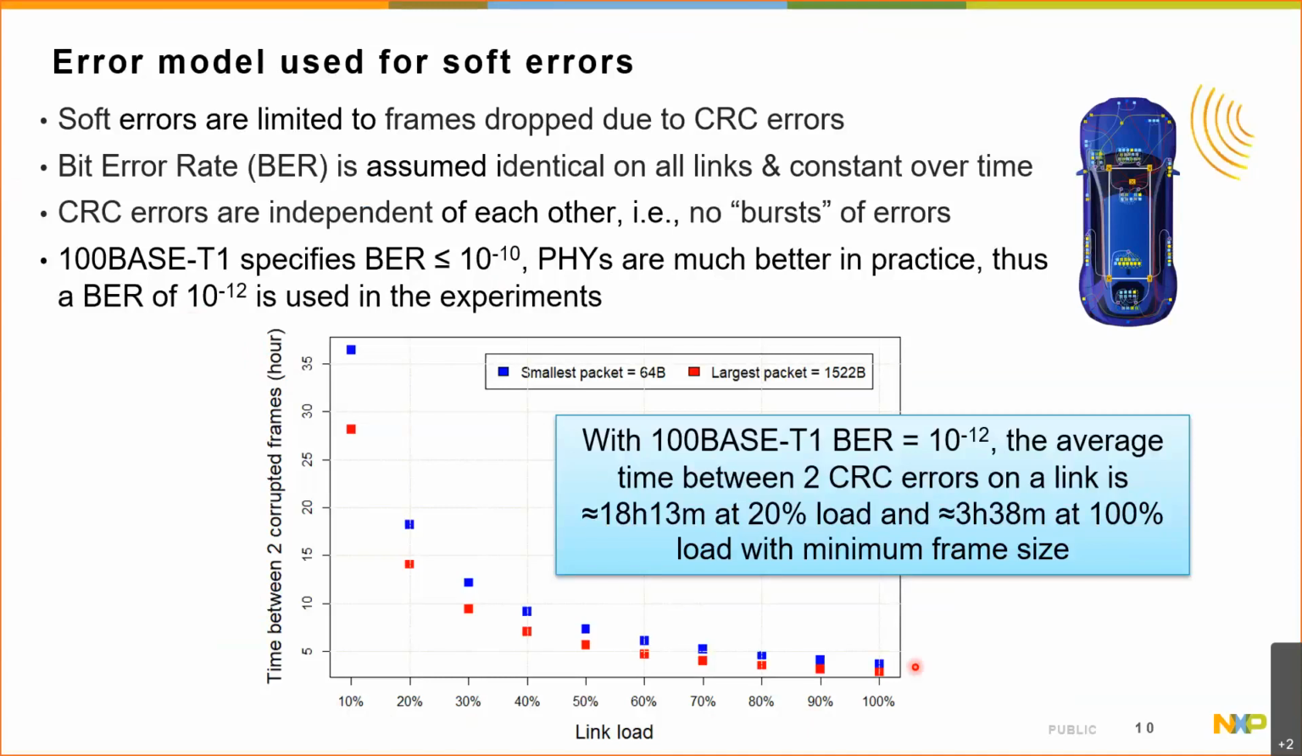The packet size plays a role too. The larger the packet, the more likely that it gets corrupted. And on the figure, the blue curve is for the minimum size frame, and the red curve for the max size frame. As an illustration, at 20% load, which could be, for instance, the load on an access link to a backbone, the time between two successive errors is on average 18 hours for the minimum size packet, while it's 3.5 hours at 100% load.